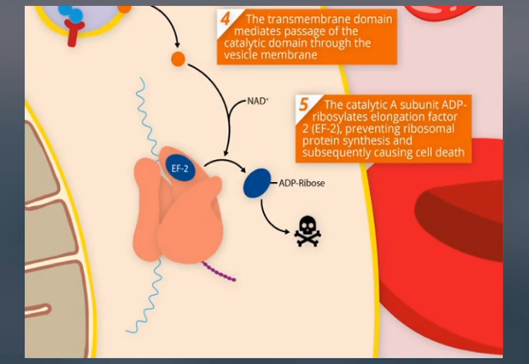The final step is where the toxin exerts its deadly effect. The catalytic A subunit modifies elongation factor 2, EF2, by ADP ribosylation, which halts ribosomal protein synthesis. Without protein production, the cell can't survive and eventually dies. This mechanism explains how the toxin causes cellular damage and contributes to the severe symptoms of diphtheria, including tissue destruction and systemic effects.